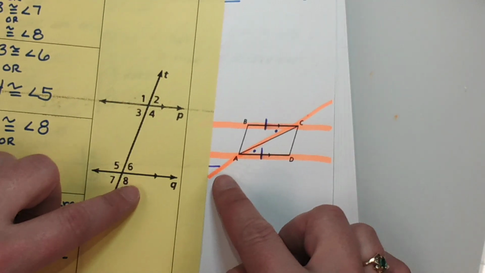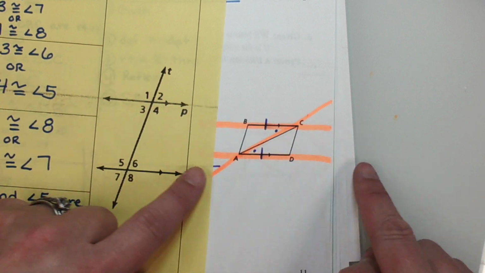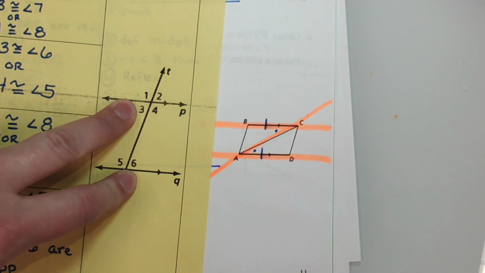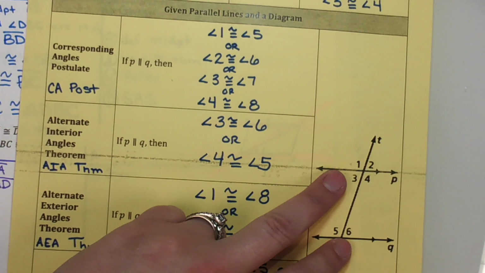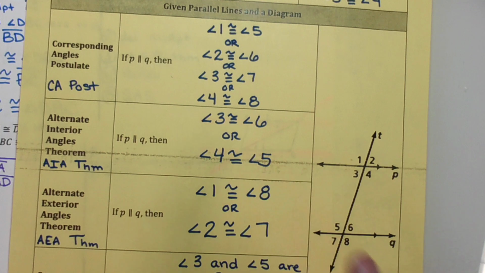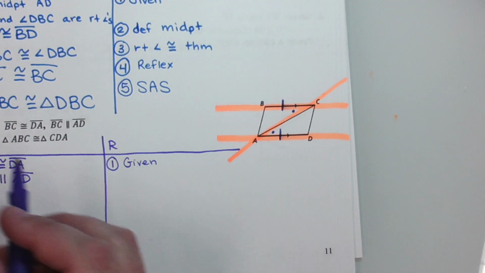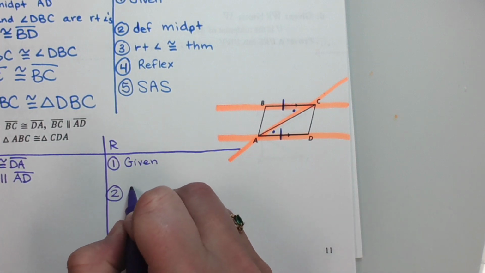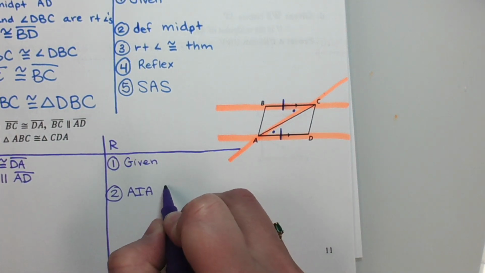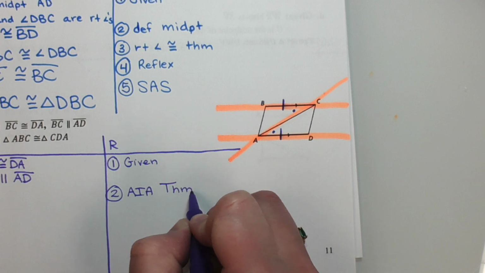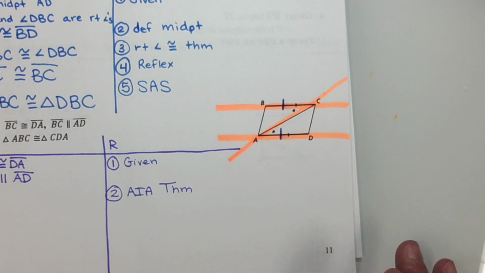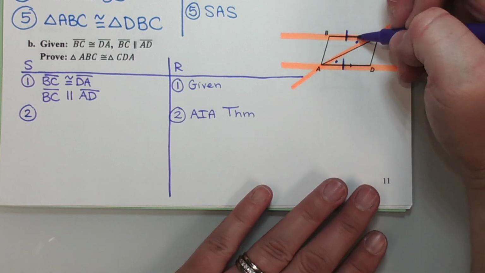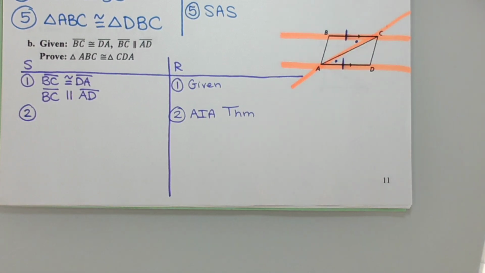If this is my transversal, those are my parallel lines. It's like spots 3 and 6. 3 and 6 are what kind of angle pairing? Alternate interior angles. So, when I see parallels, I'm going to be using angle pairs from chapter 3. In this case, I'm going to use the alternate interior angle theorem. The alternate interior angle theorem says those angles are congruent. So I'm going to say that these angles are congruent in my proof. I just have to make sure I call them by the right name.